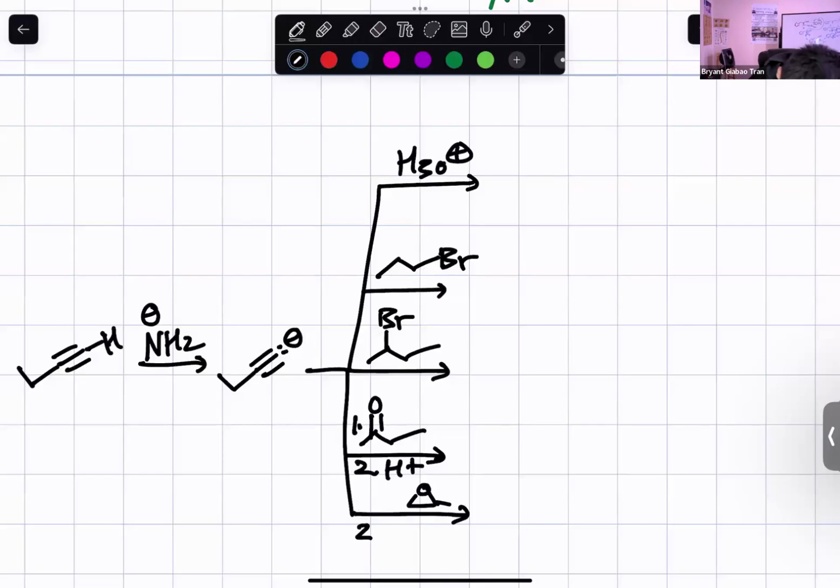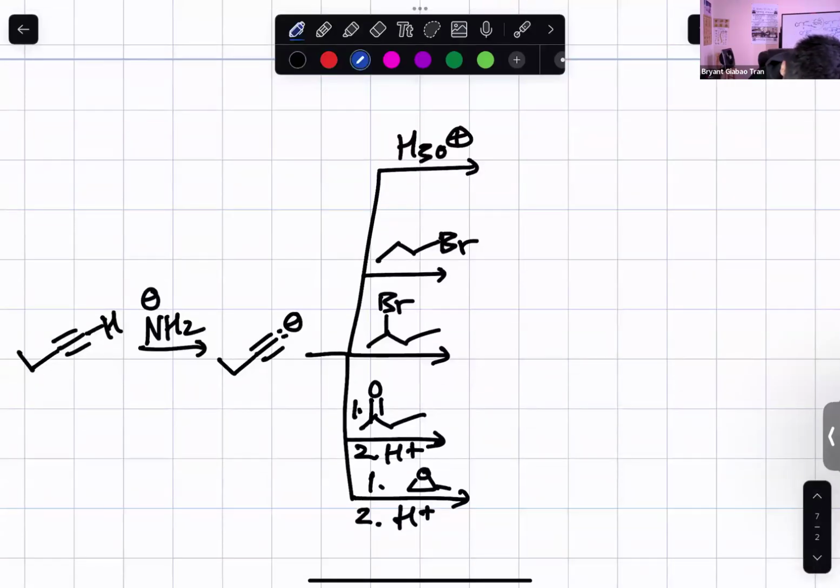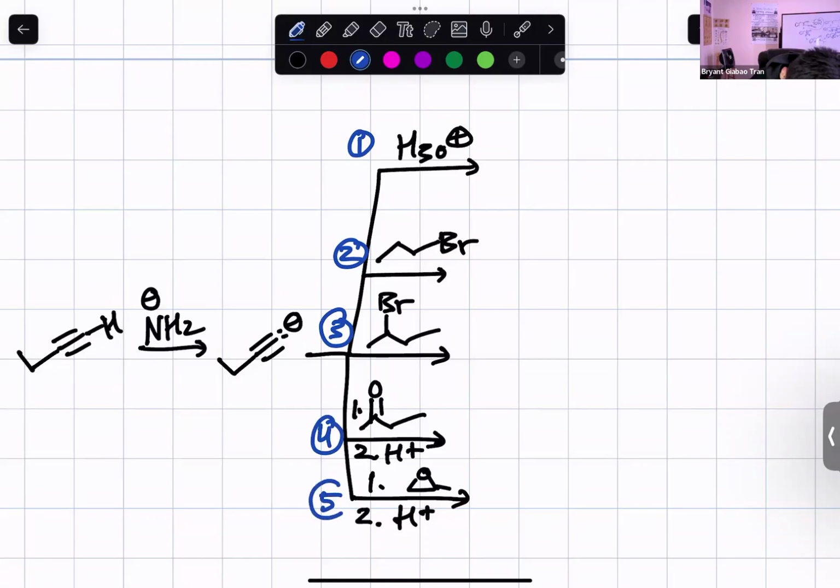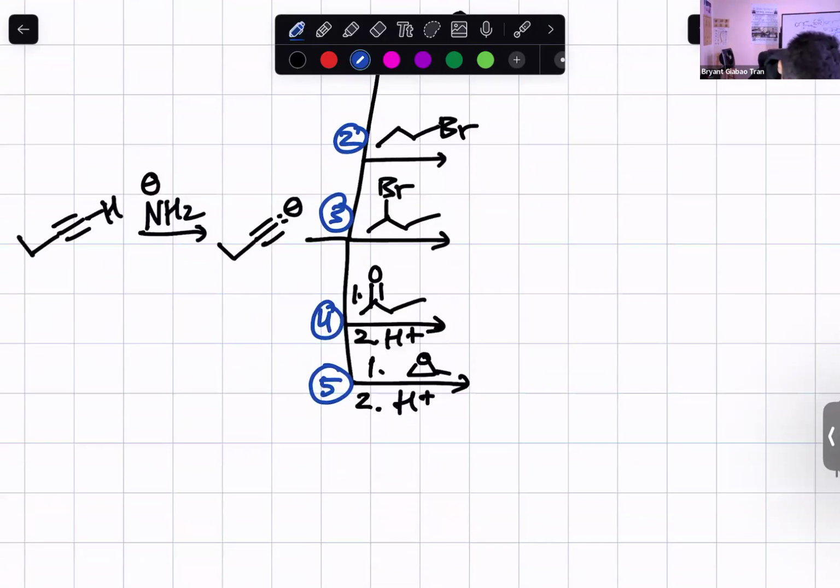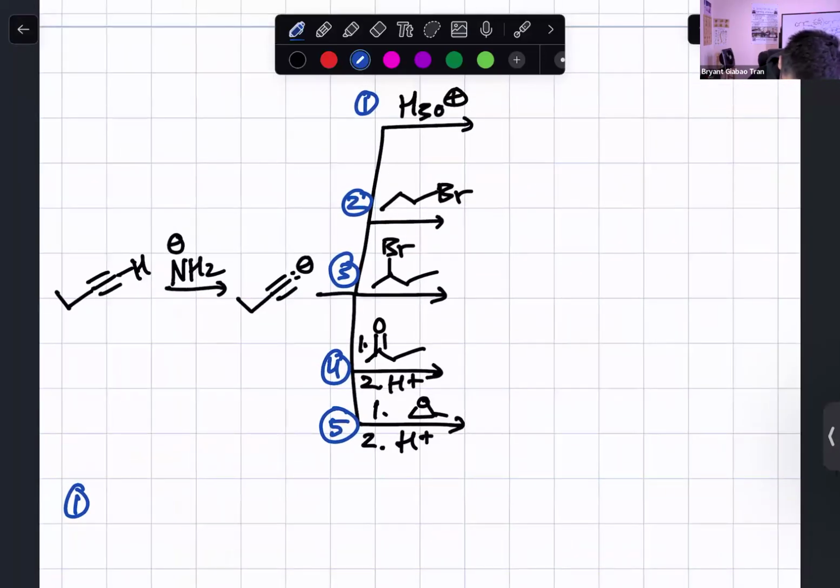Wait, no, this is a separate reaction. Okay, so this is going to be reaction 1, reaction 2, reaction 3, reaction 4, and then reaction 5. I'm also going to draw out the mechanism for each reaction to make it make more sense for you.